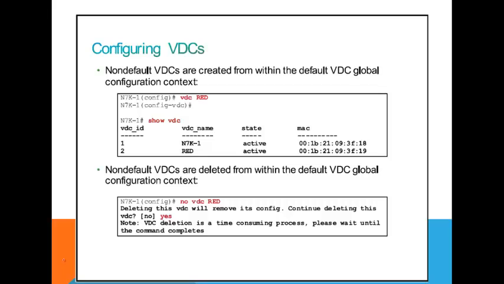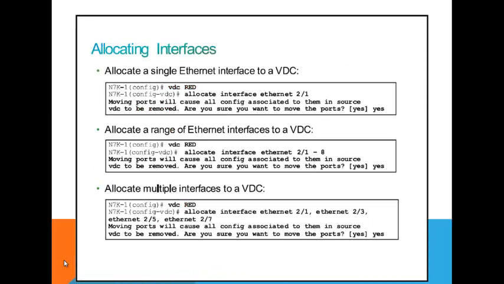Now this is one. Next is how to allocate resources. There are two ways. One, straight away you go and say allocate interface Ethernet 2/1, and when we say that, it will ask for confirmation. Hey, do you really want to do that? Because if you already have some configuration under this interface, all will be removed when it is assigned to this VDC. Is it okay? When we say yes, it assigns.